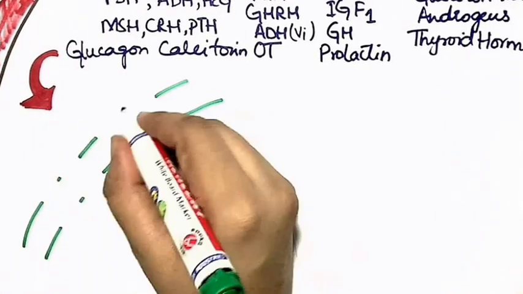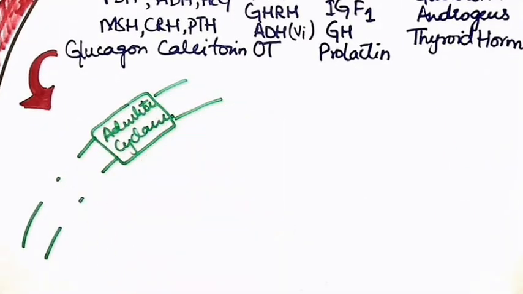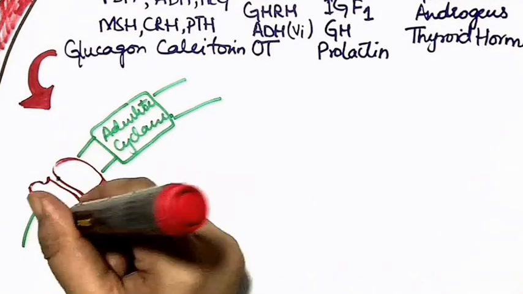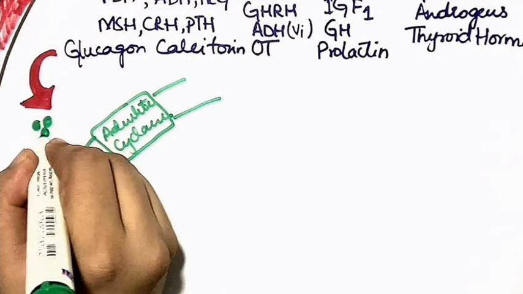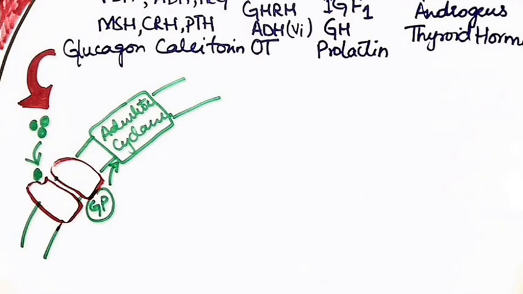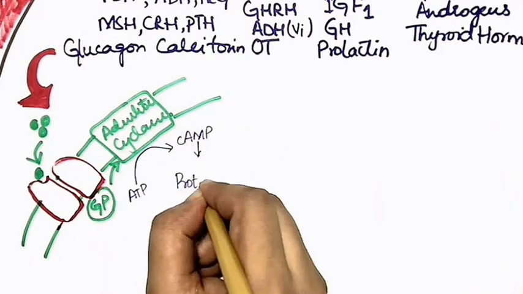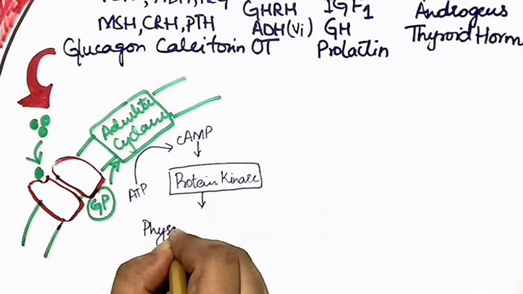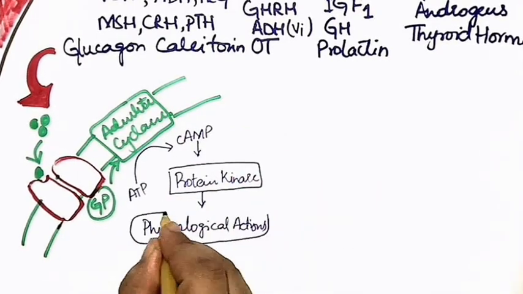In the cyclic AMP mechanism, there is an enzyme called adenylate cyclase, and the receptor is embedded into the cell surface membrane. When the hormone reaches the cell, it binds to the receptor and it causes the G protein to activate the adenylate cyclase, which converts the ATP into cyclic AMP, which further activates protein kinase, and which will cause the physiological actions.